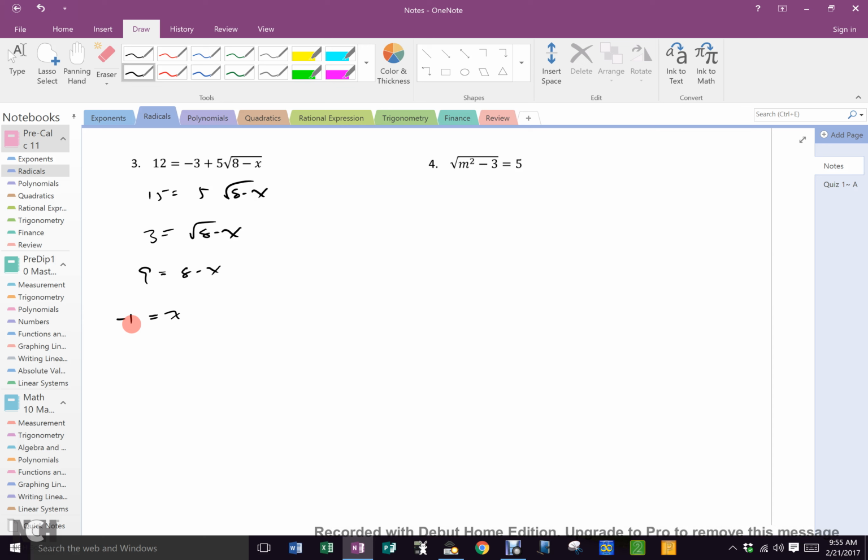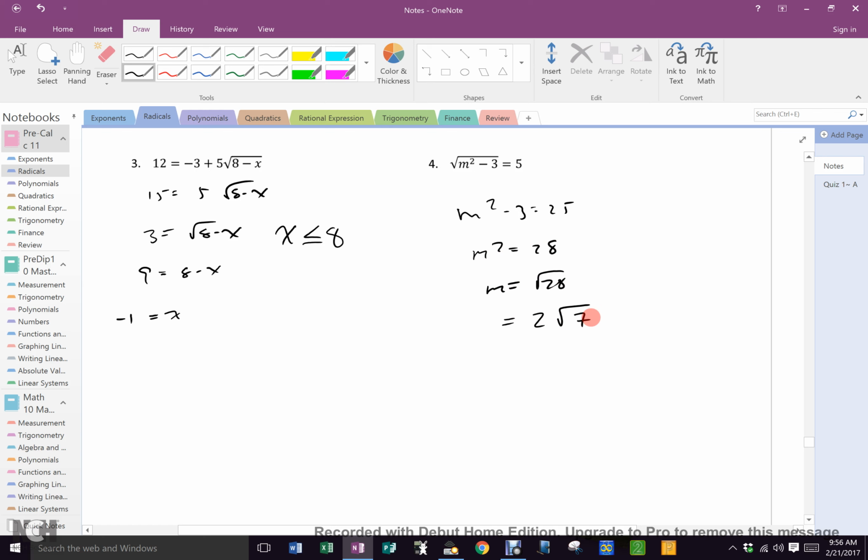And does -1 work? Are there restrictions on x? What is it? Less than or equal to 8. Good. What about 4? Radical's already isolated, so we square it. M squared minus 3 equals 25. M squared equals 28. M equals what? Root 28, which is 2 root 7.